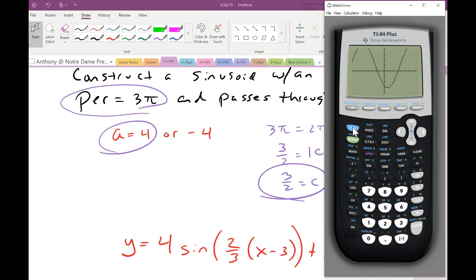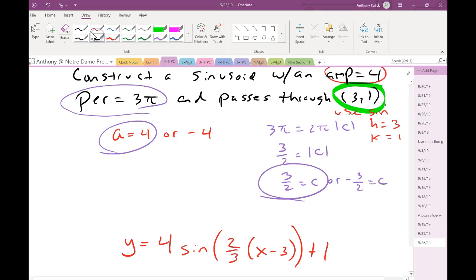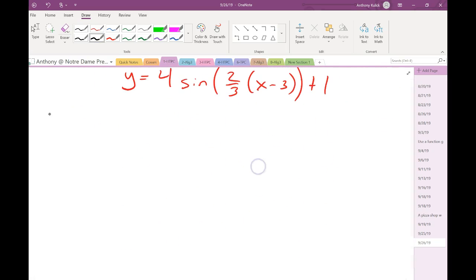How would I figure out if the point 3,1 is on here? What's going to be the easiest way to do that? I'm going to press second and trace and select the value command. So what x value should I pick here? 3. So on this function is the point 3,1. So it seems like we got it, right? Okay. That's the easiest version of this kind of problem.